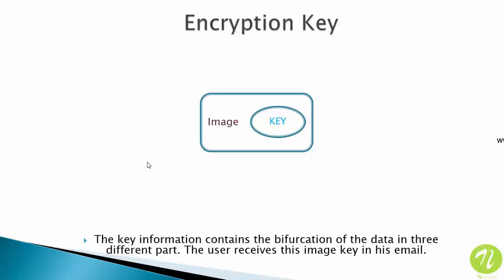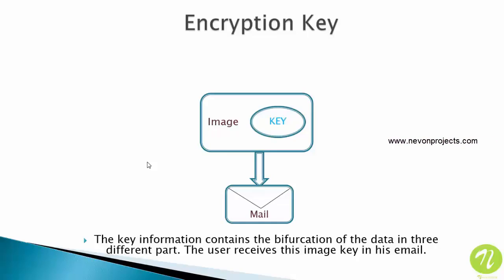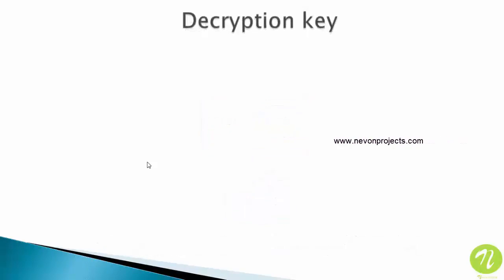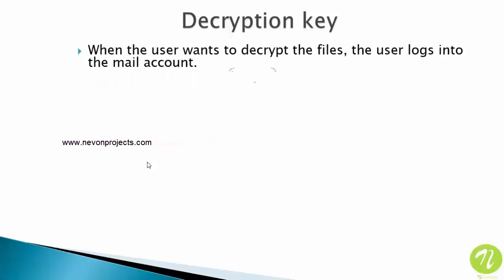We'll be sending this key along with the image to the user via email. In this way, the key will be secured using the image steganography technique and the message will be secured using the encryption techniques AES, DES and RC2. Now I'll be explaining the decryption process.